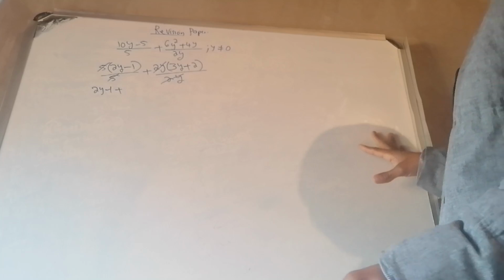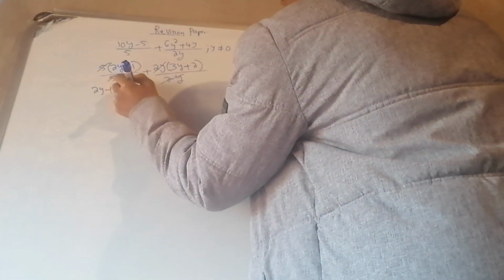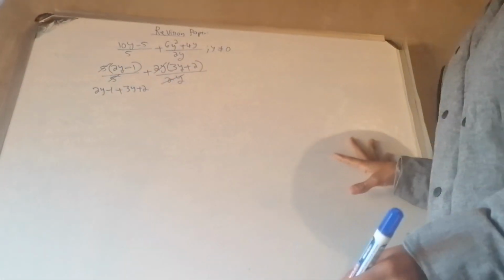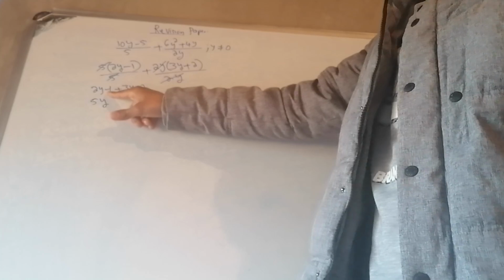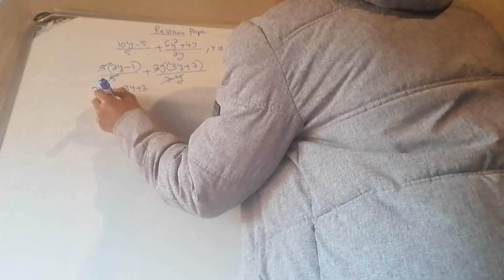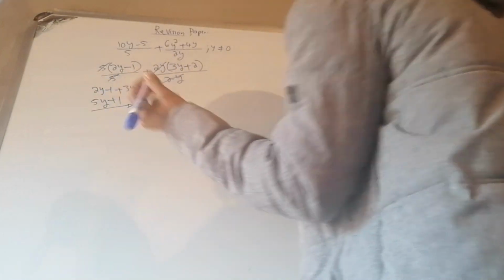So you are left with 2y minus 1 plus 3y plus 2. Adding 2y plus 3y gives 5y, and minus 1 plus 2 gives plus 1. Then you are done, because they said we should simplify.